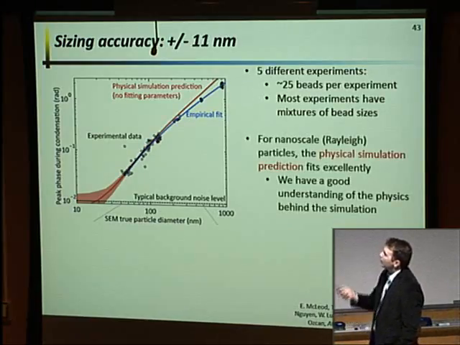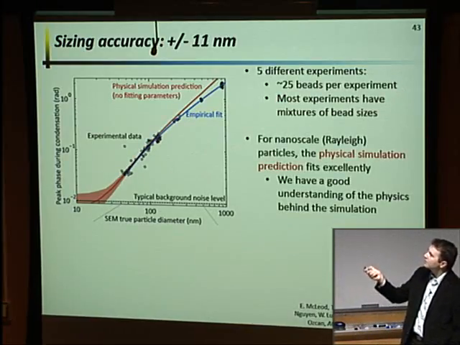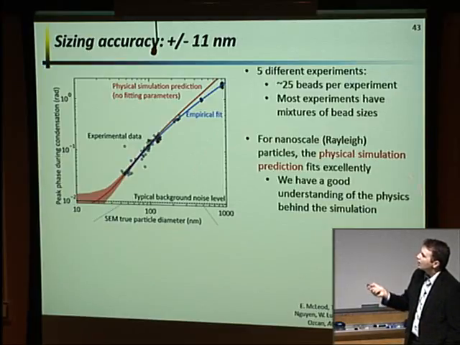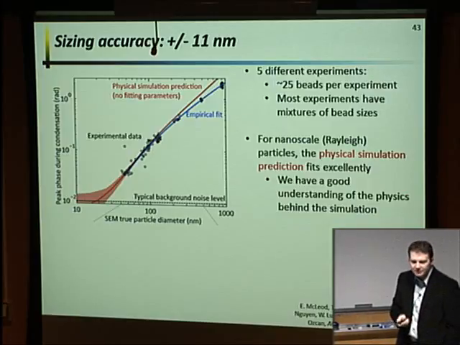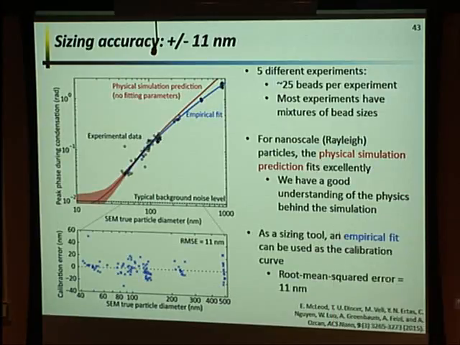So this is pretty much what I said. This is from 5 different experiments, about 25 beads per experiment. The physical simulation prediction fits extremely well, so we have a good understanding of the physics behind the simulation. If we want to use this as a practical sizing tool, we can apply a calibration curve. In this case, we're doing an empirical fit, because the physical simulation prediction seems to break down a little bit at the very large size scale.